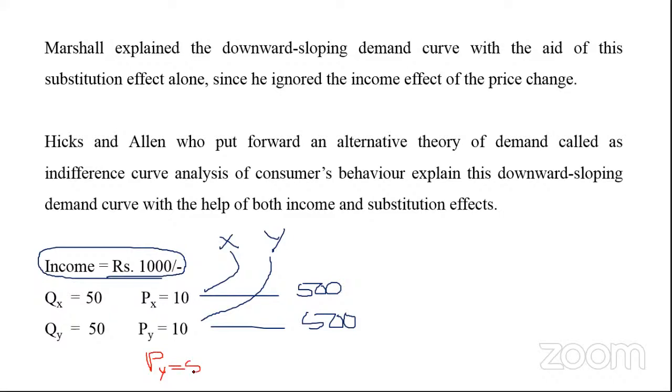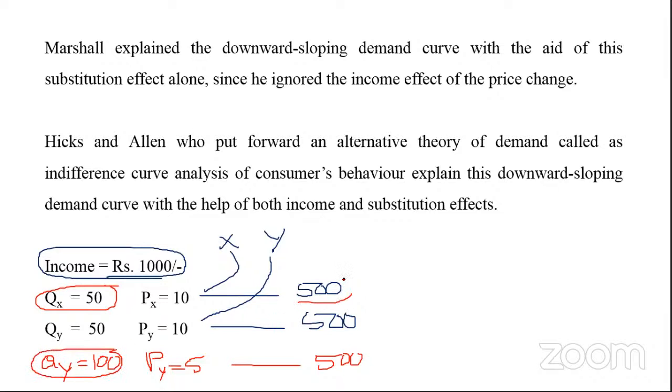Then in another situation, the price falls from 10 rupees to 5 rupees. At that time, how much is he capable of purchasing of good Y? The price becomes 5 rupees, so he can purchase up to 100 units of good Y. 5 rupees into 100 units of good Y becomes 500 rupees. This is the other situation: 50 units spent on X and 100 units spent on Y, that is 500 and 500.